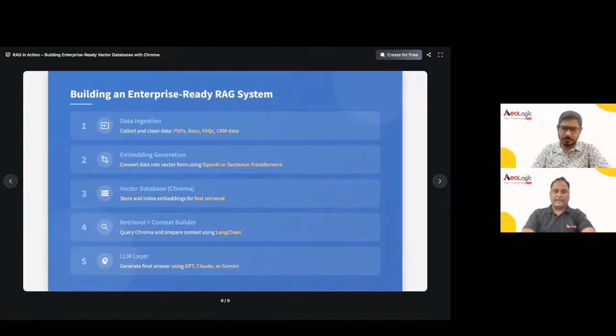The last one is the LLM layer. It generates the final answer using models like GPT, Claude, Gemini. We have many more. So these are the 5 layers which are the main components of the RAG system. The best practice is to start small with a single knowledge source, then scale horizontally across departments. At Aologic, we help clients go from one internal chatbot to an organization-wide RAG-powered system integrated with ERP and CRM systems.